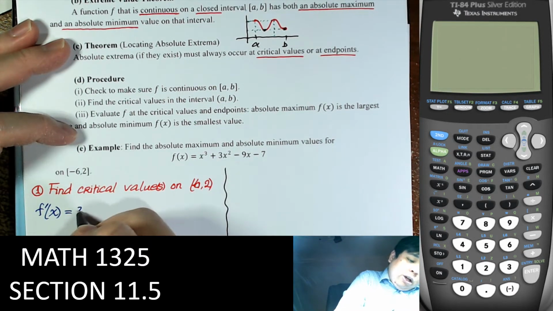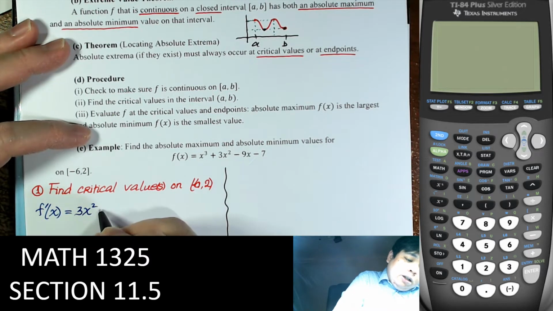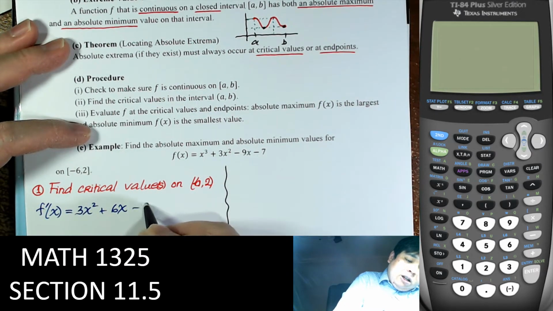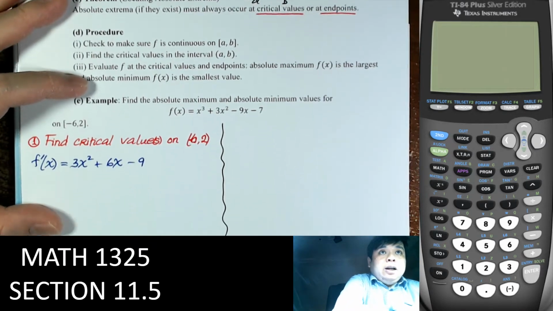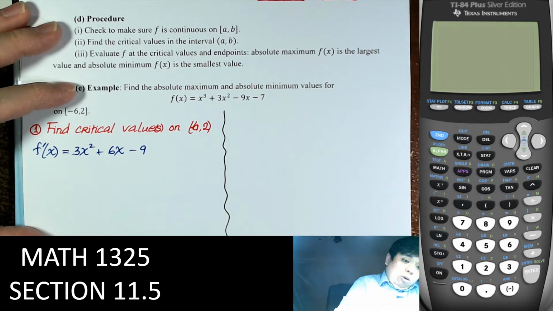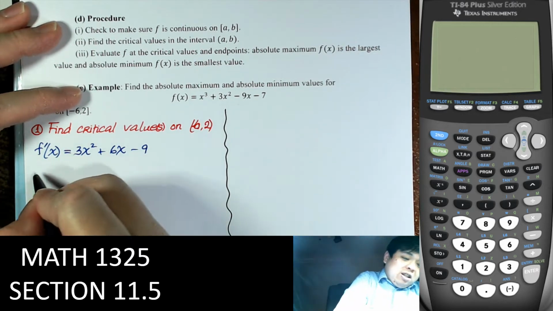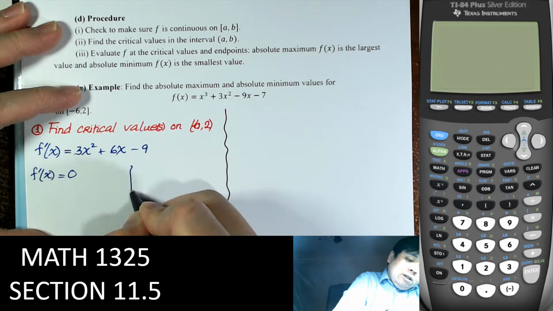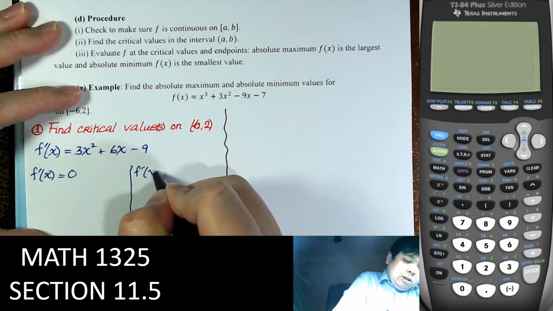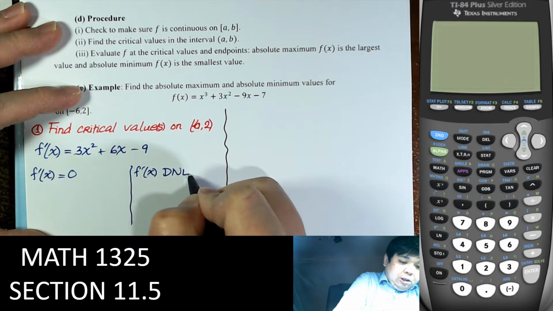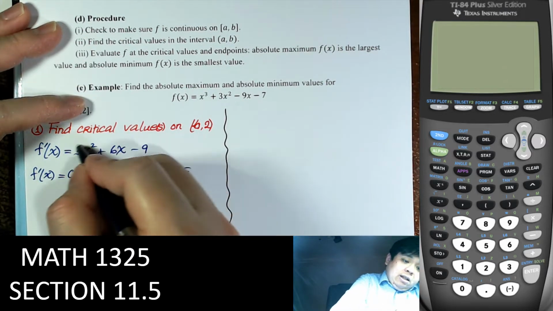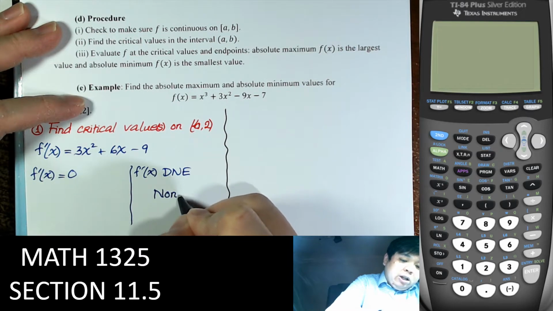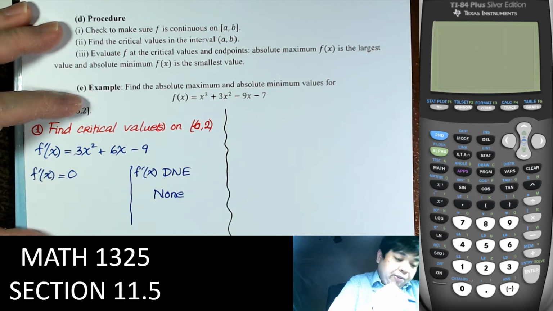And that gives us 3x squared plus 6x minus 9. And then just like what we have been doing, equal to 0, and where it does not exist. And this is a polynomial, continuous everywhere, so it is defined everywhere, so we don't have anything that is undefined.